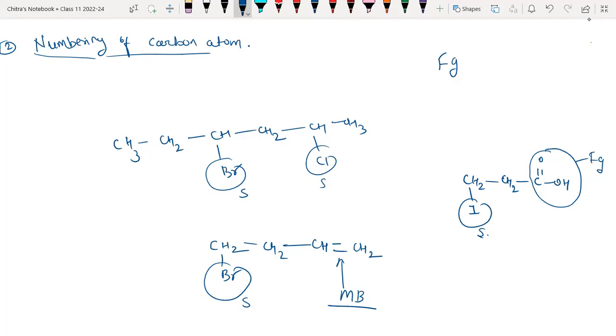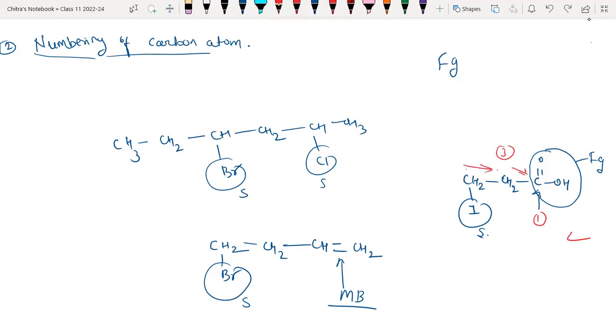See, if we have a functional group, we have to check the minimum distance of the functional group only. Here, this is the functional group. If we start from here, that will be carbon number 1. If we count from this side, 1, 2, and 3, the functional group will come on the 3rd position, right? So what will be the minimum distance for the functional group? From the functional group side, right?